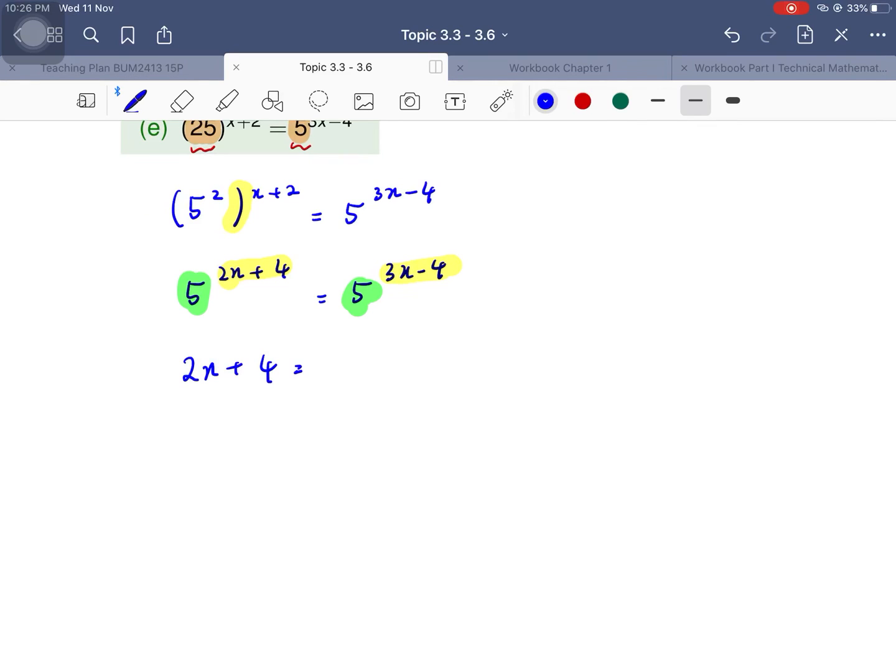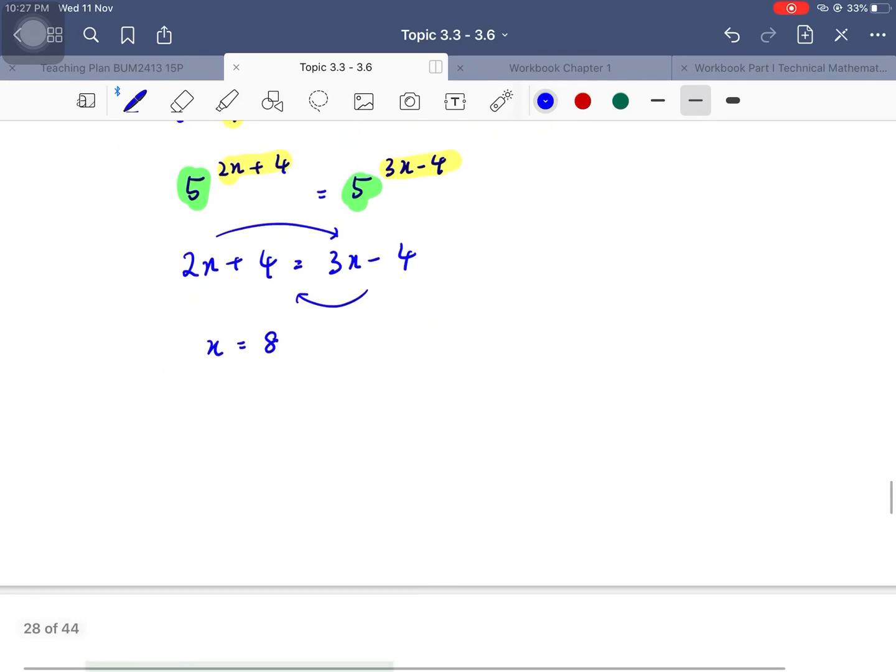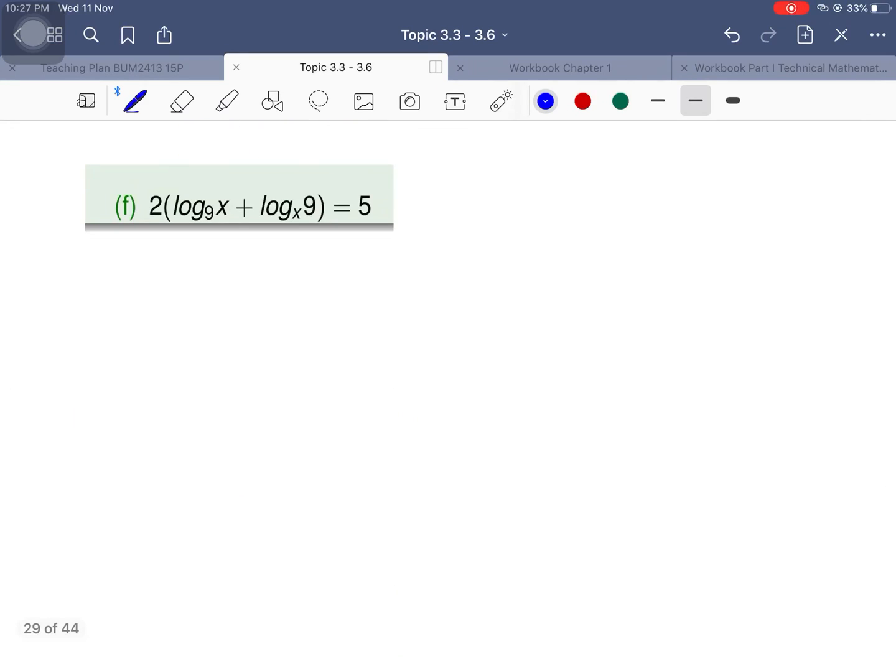So I will get 2x plus 4 equals 3x minus 4. Now let's rearrange this. Bring x to the other side, bring this to the other side as well. So I'll have x equal to 4 plus 4, that is equal to 8. So in order to satisfy this equation, my value of x should be equal to 8. So that will be for e.